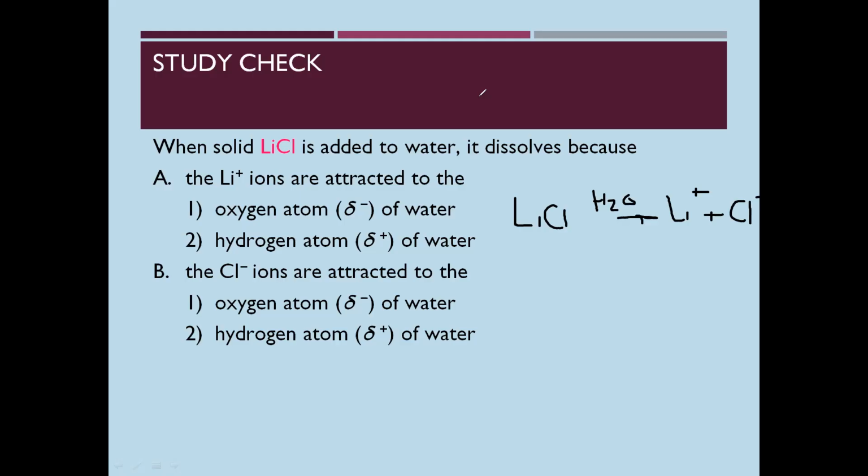The Li ions, the lithium ions, are attracted to what? What happens with that water that makes these guys disassociate? So which one is it attracted to? The oxygen atom or the hydrogen atom? Oxygen, very good, because they have those positive negative charges that want to attract each other. And then what happens with the chloride ion? What would this one be attracted to? Hydrogen, very good.